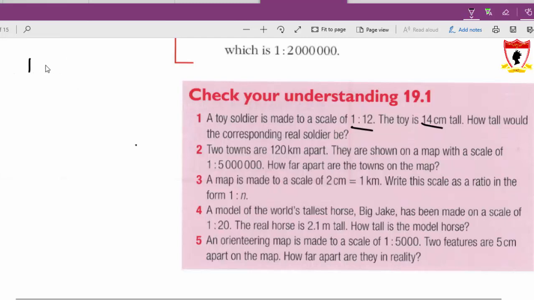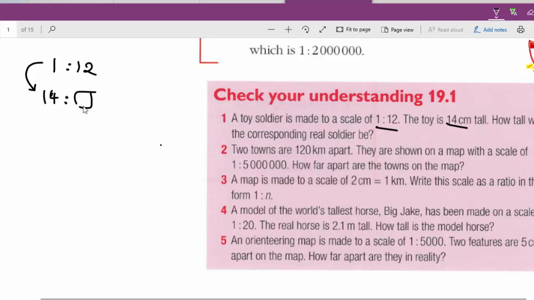It's 1 to 12. And this is in the ratio. And in real life, so let's consider the one as the toy because always the toy is shorter than the real one. 14 to, we don't know the height of the soldier in real life. Then think how 1 becomes 14 if we multiply it by 14. Then to get this number, we have to multiply 12 by 14. 12 times 14 is equal to 168.